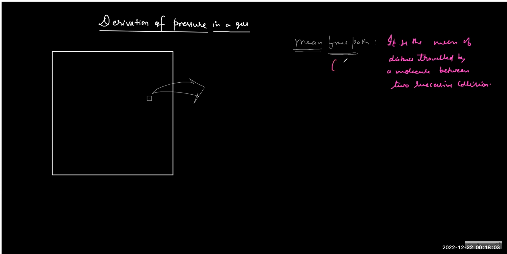So how do we represent it by symbol? There is a lambda. Lambda means a distance actually. And you can say lambda is lambda 1 plus lambda 2, dot dot dot, for the n molecules, divided by n.